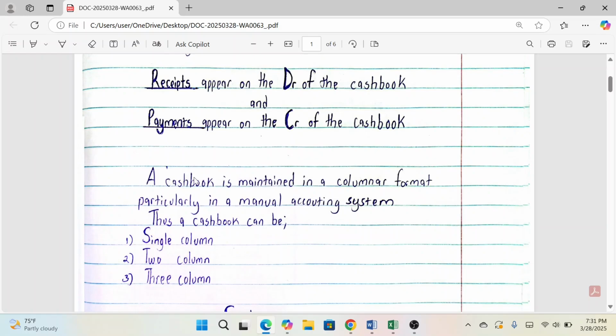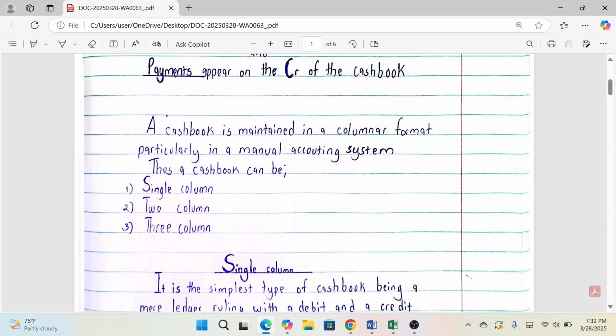So a cash book is maintained in a columnar format, particularly in a manual accounting system. Thus, a cash book can be single column, two column, or three column. So having known that, we are going to look at all these three formats.